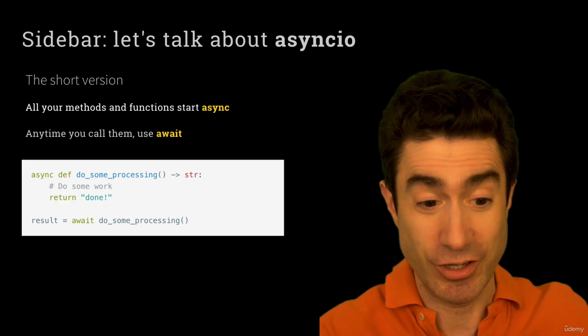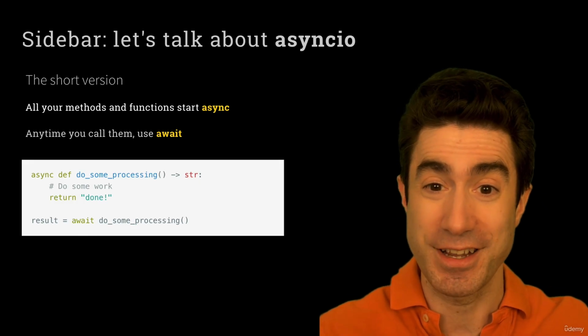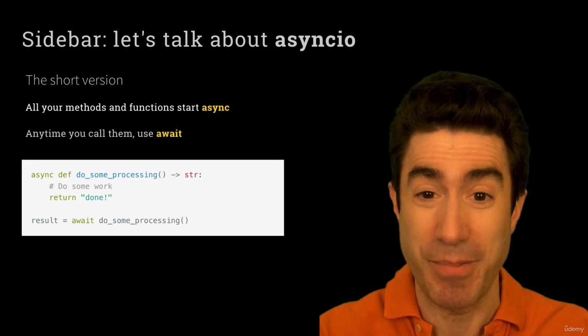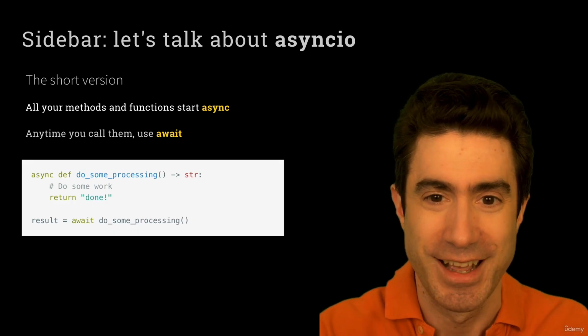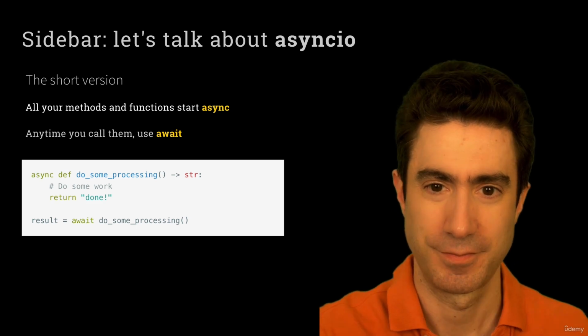You have to say result equals await, do some processing. But otherwise, it's just the same. So that's the short version. And if you wanted to get by without really understanding it, you could just follow those rules and keep going, and it might be enough. But now let me tell you the bigger story.